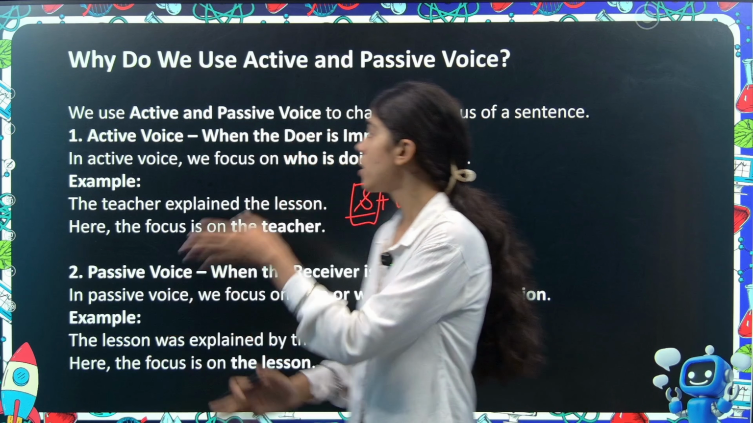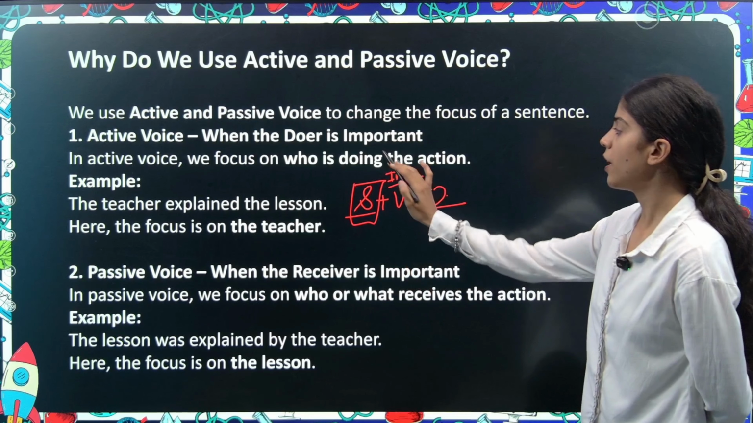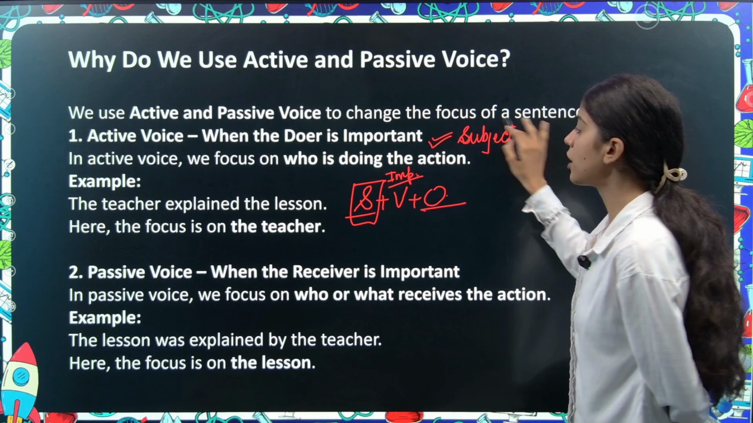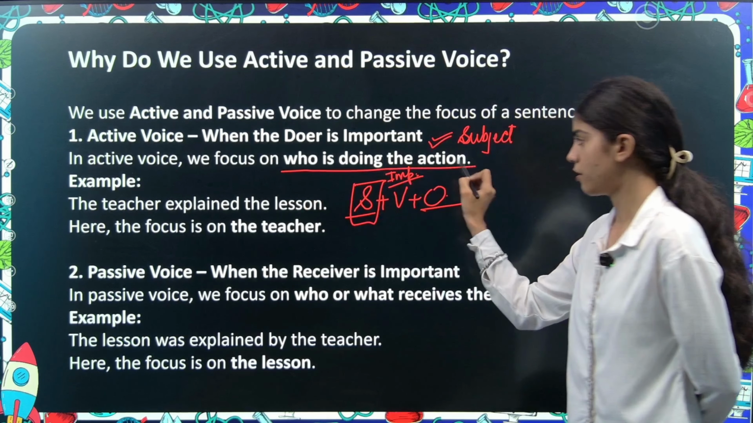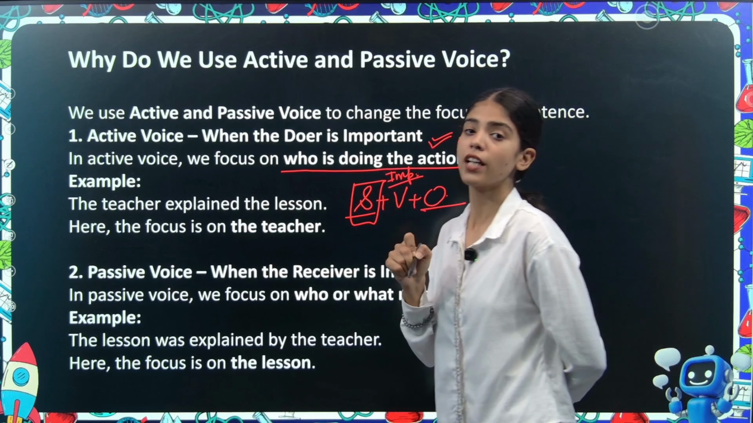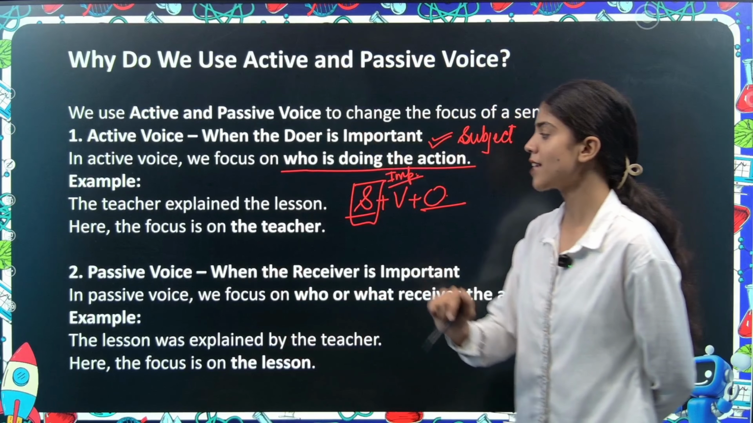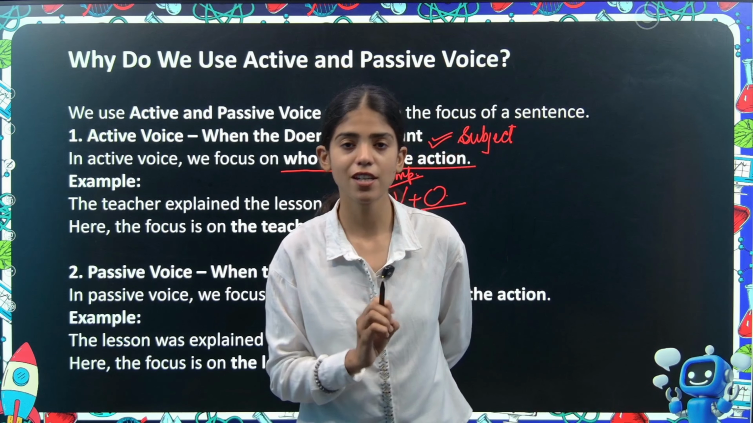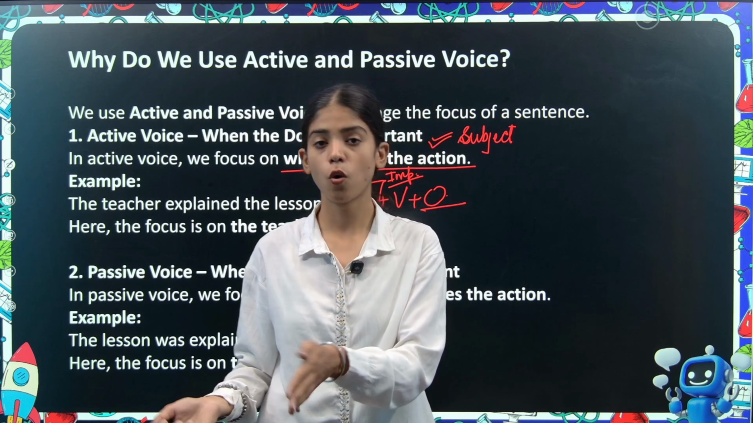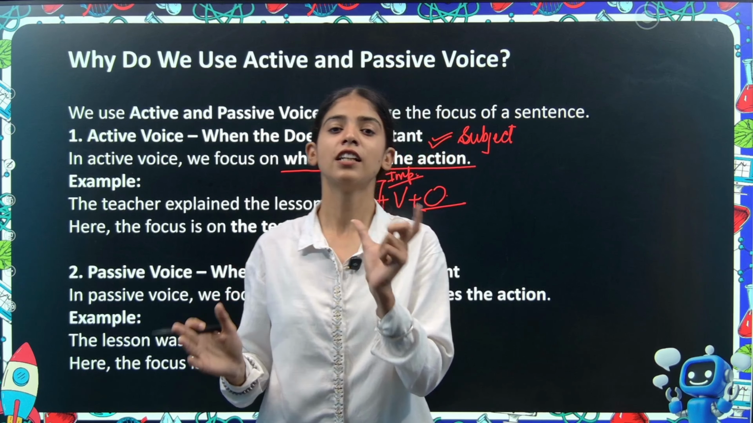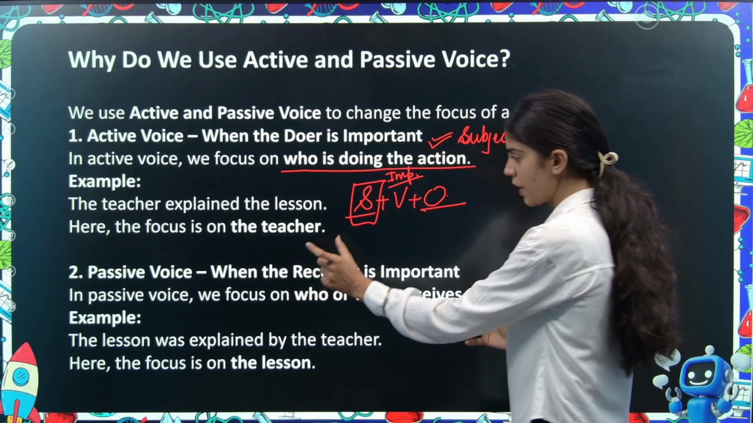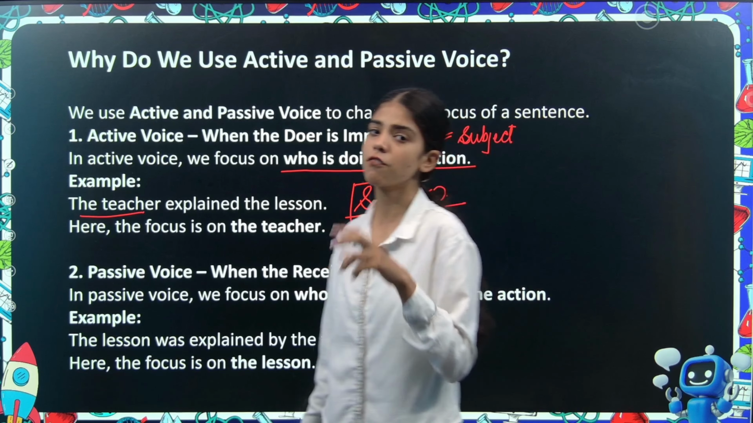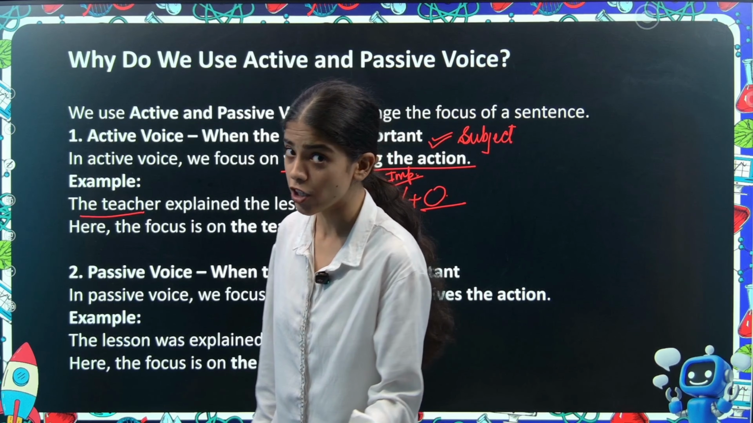So if we talk about active voice, when the doer or subject is important, in active voice we focus on who is doing the action. The doer is basically who is doing the action or who is performing the action. For example, the teacher explained the lesson. In this, what is happening? The teacher is explaining the lesson. So who is the doer? Who is explaining? The teacher, right? So the teacher is the doer of the action, and here the focus is on the teacher. Is it okay? So in active voice we basically focus on the doer of the action or the subject of the sentence.